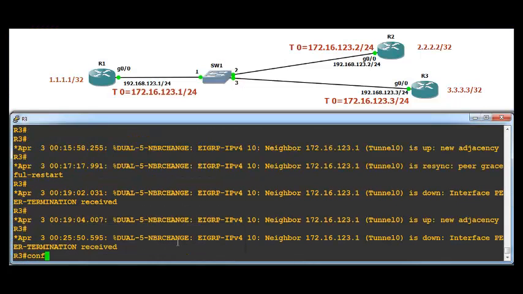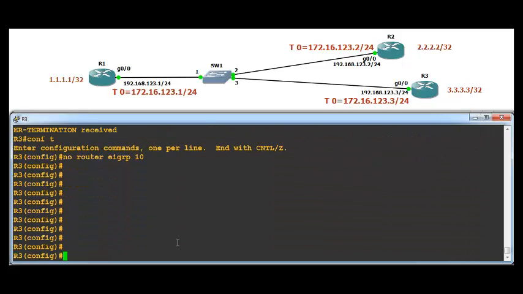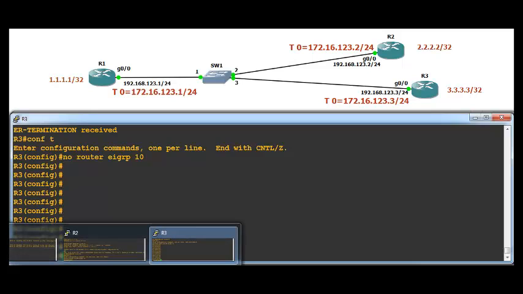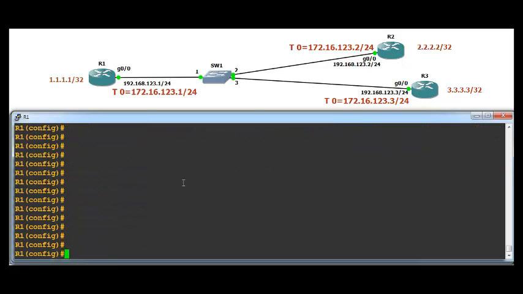Yeah, in OSPF you don't have the problem of next-hop-self or split horizon. So there's no need to worry about those two commands. You don't need to have those commands on the tunnel interface. You remember some time before we gave no next-hop-self and no split horizon. No need to do that for OSPF.